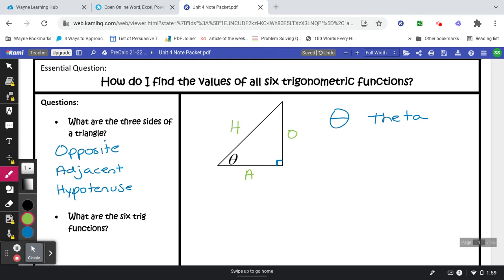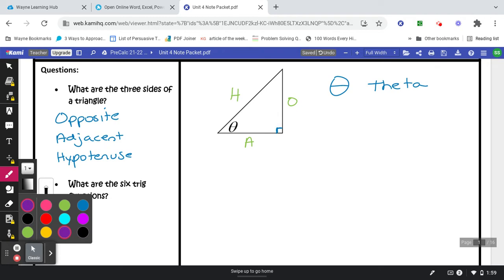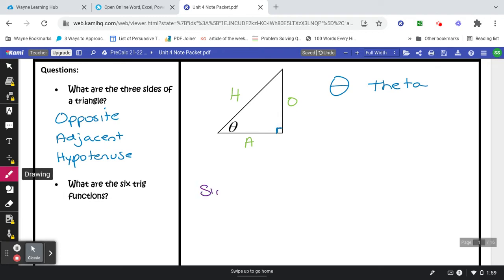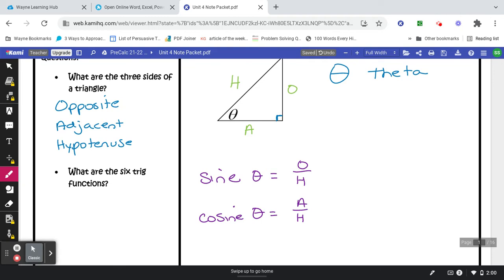And we have 6 trig functions. You learned 3 of them in geometry. Let's talk about each one of those. First, we have sine, spelled S-I-N-E. And sine of theta, we always use that angle symbol. So sine of theta is O over H. Cosine of theta is represented by A over H. And by A over H, I mean the adjacent over the hypotenuse. So I'm referencing the triangle again. And then tangent is O over A.